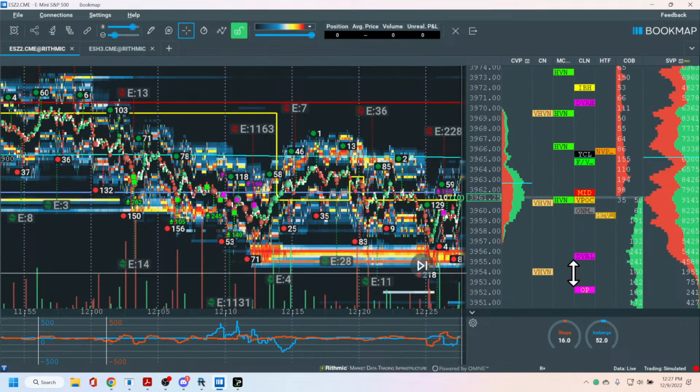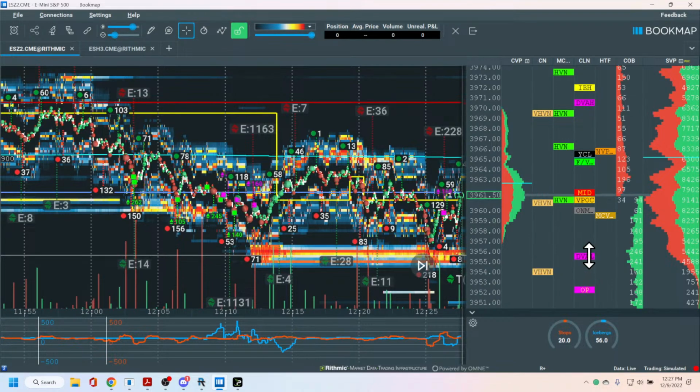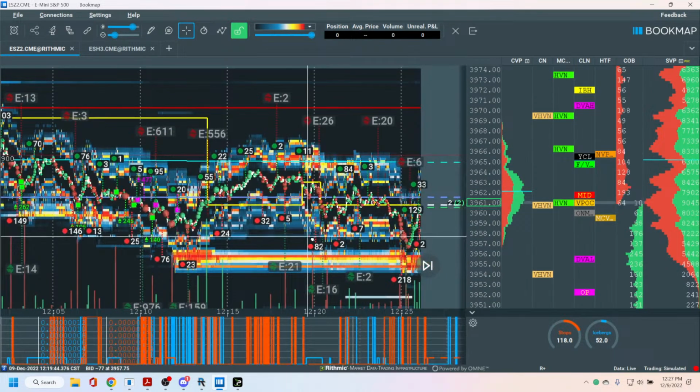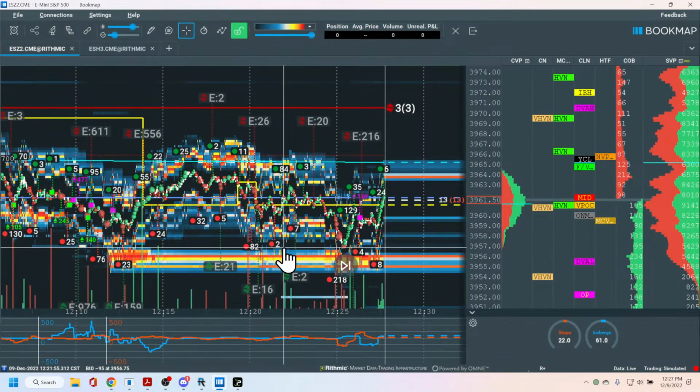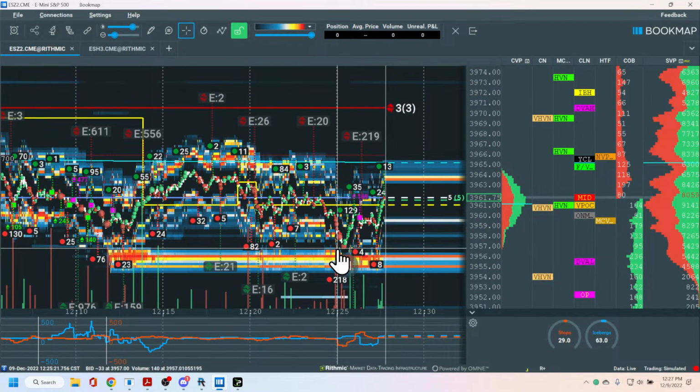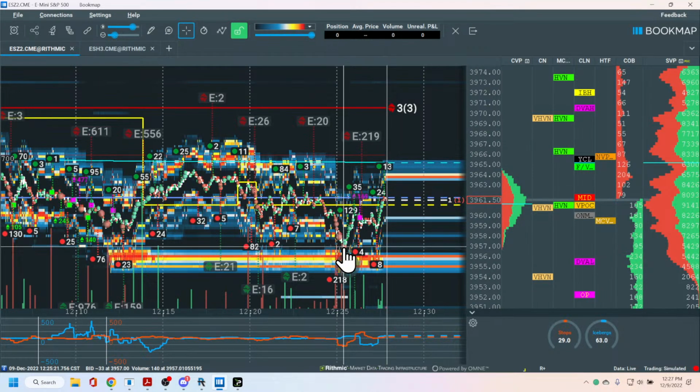Notice where we went here. Coincidence, maybe? Could be. Don't know. See, this is part of the process of trading, and all of it's random, except maybe some of it isn't.